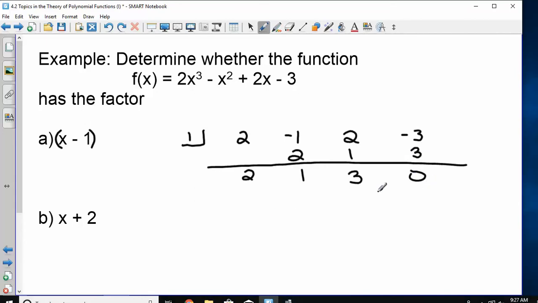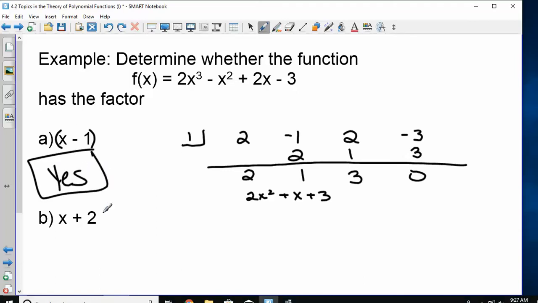So remember, this is your remainder, your constant, your x squared. So this is 2x squared plus x plus 3. But I just have to answer the question. If it's a factor, what that means is it divides evenly. So is this one a factor? Yes. It came out evenly. The remainder was 0. Will it always be 0? If it's a factor. If you get another number, then it's not a factor.